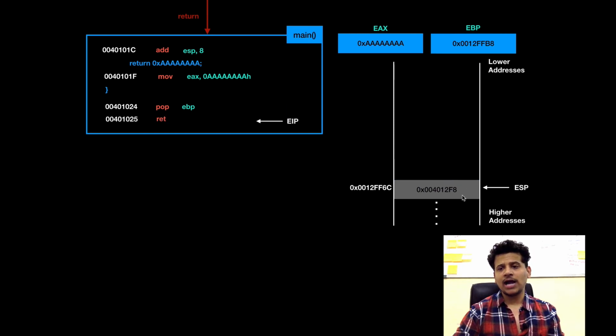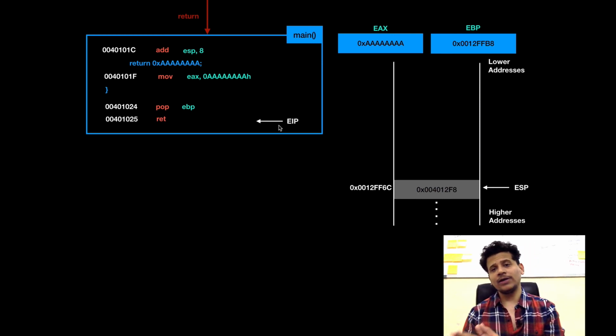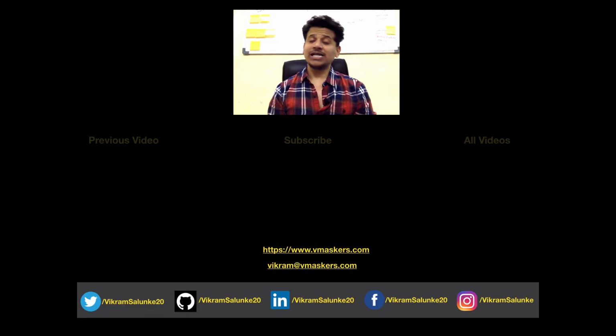For that, we will take the address pointed to by the ESP and put that into the EIP, and we will pass the control of execution to that function. So that's it for this video.